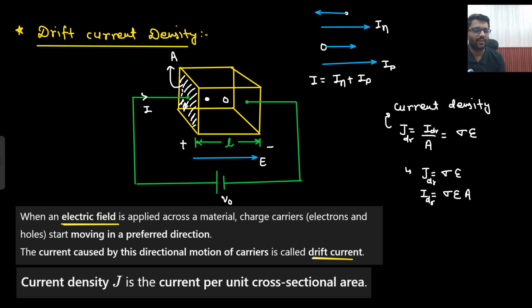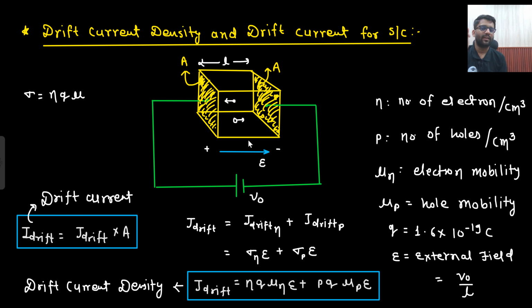Resistance is R equals rho L by A. Then current density is simply J equals sigma E, that is equal to I by A. So I will be equal to sigma E into A. What is sigma? n q mu. So here n is the charge carrier which could be electron, which could be hole as well, and because of both of the charge carriers, the current is being added. That's why I added the current because of the electrons and the current because of the holes. So these are the formulas.